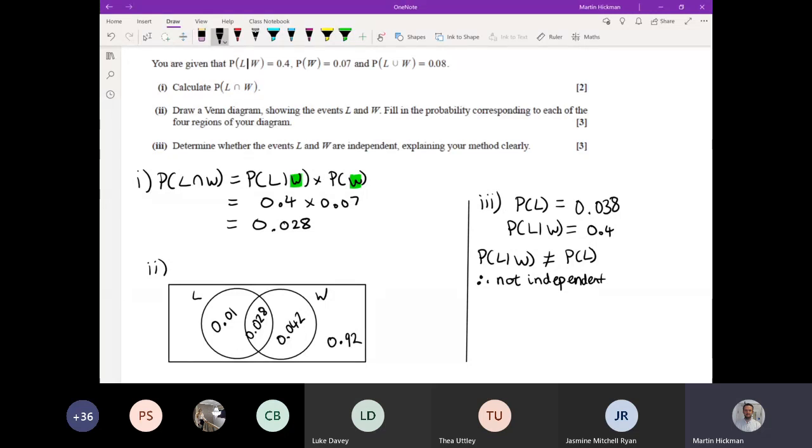Now that is one way you could do it. We've worked out the probability of L there. We could also just simply do the probability of L times the probability of W, and we can show that we don't get 0.028 for the probability of L and W. So you can do either way and you'll still get the marks, but I'm just showing you the two different ways. And also it depends on what information you've been given as to how you could work these things out.